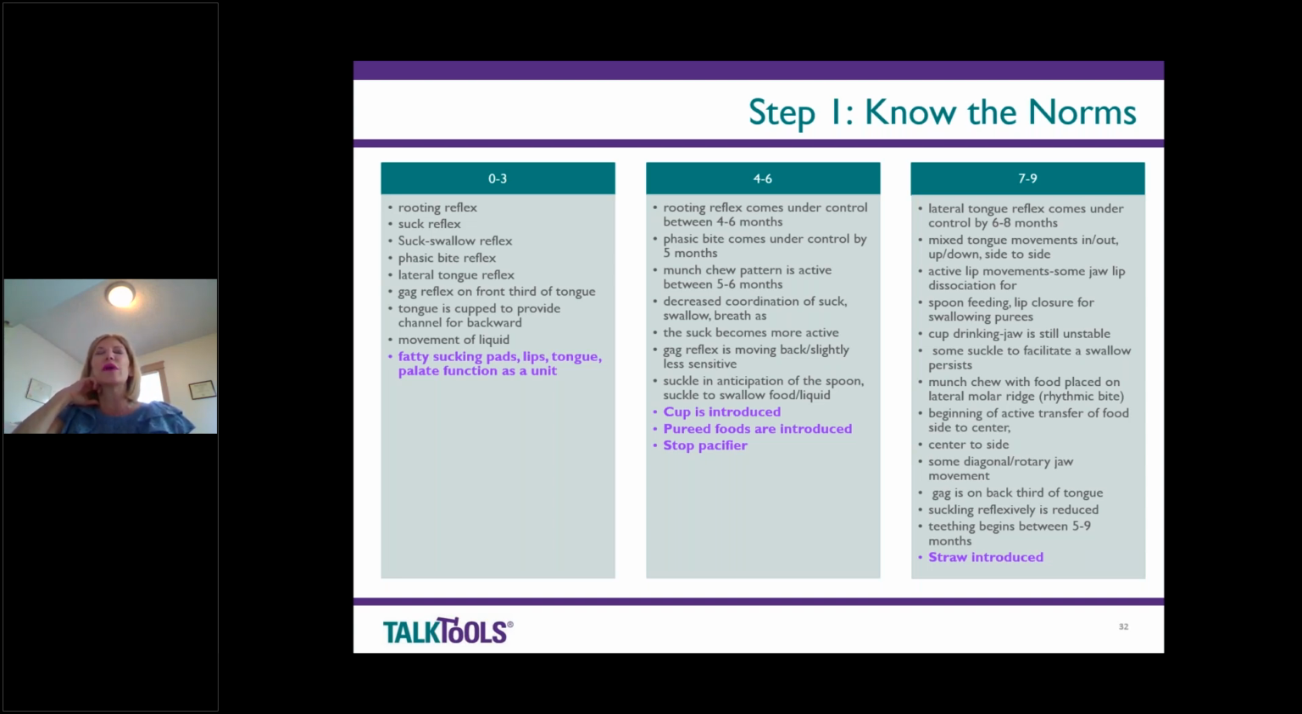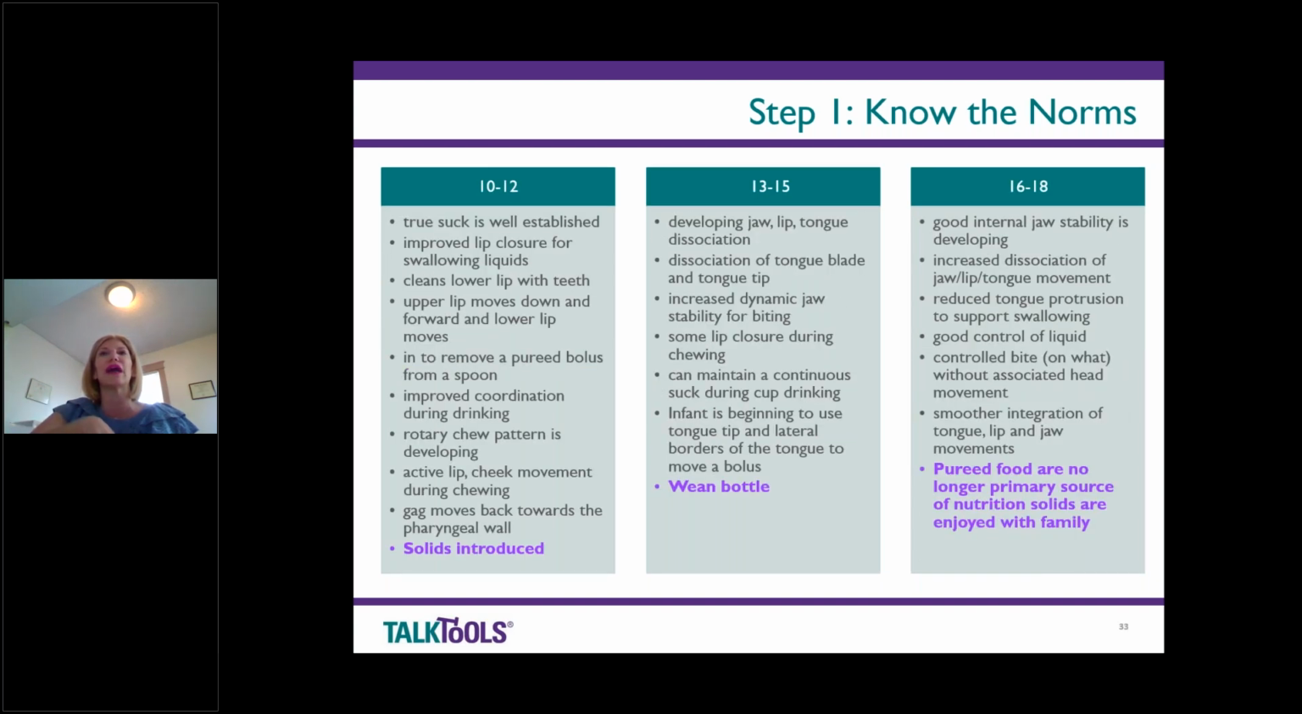But this is the age where that lateral tongue reflex is coming under control. Spoon feeding is getting easier. Baby's tongue is able to move from the center to the side and back to the center. And you're getting teething happening in this 5 to 9 month old level. So there's really fast mouth development happening in anticipation for solids. Then between 10 and 12 months, we have solids introduced.